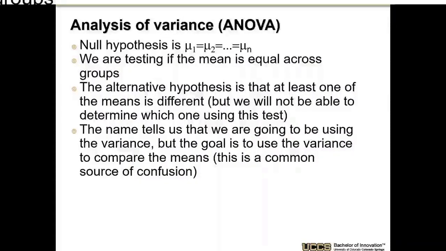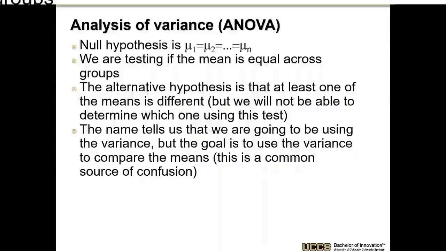And importantly, underlying ANOVA, and this is another place that has some limitations, we're going to assume that the variance is the same as well. So we're really assuming the mean and variance of all 3 distributions are the same. The alternative hypothesis is that at least one of the means is different. We're going to analyze the variance, but the goal is to use the variance to compare the means, and this is a common source of confusion. Underlying ANOVA is looking at the variance in the combined distribution versus the individual pieces.